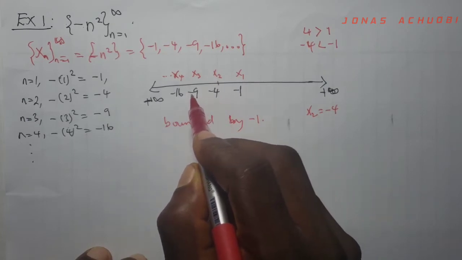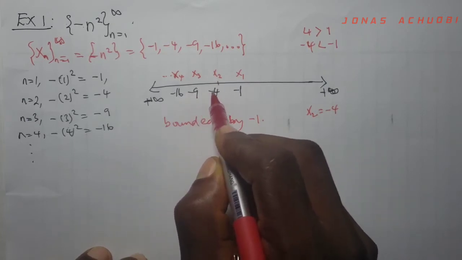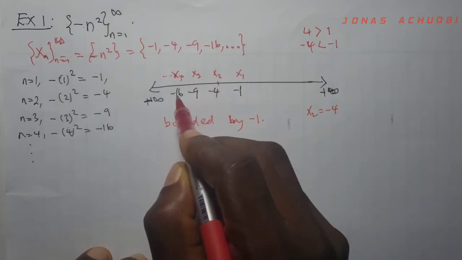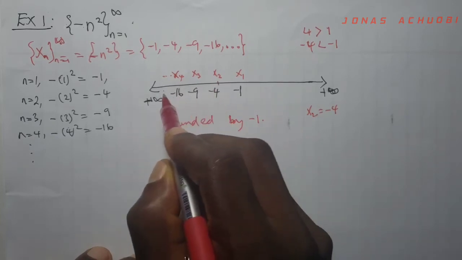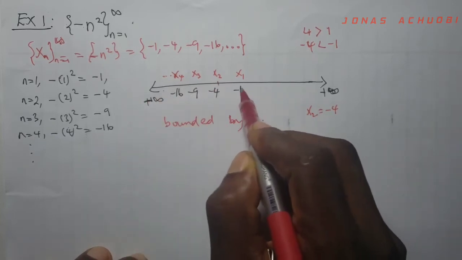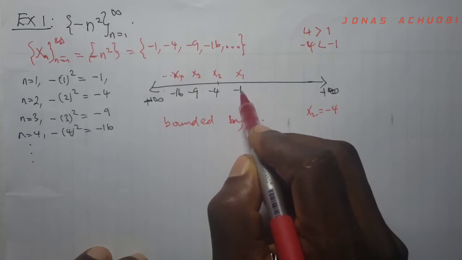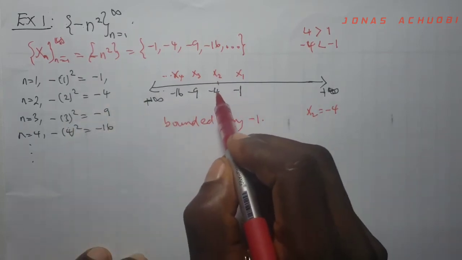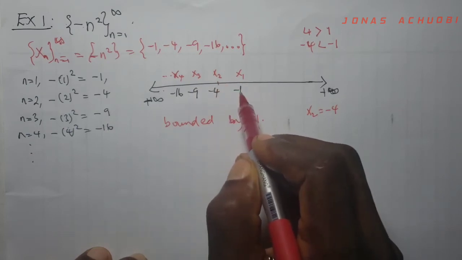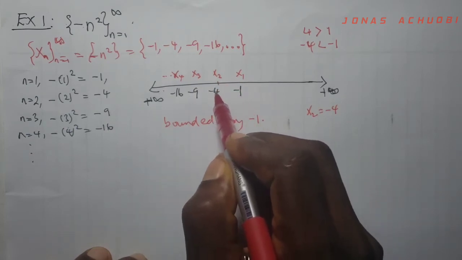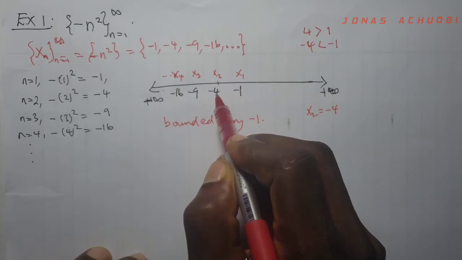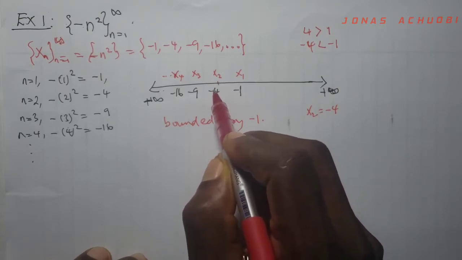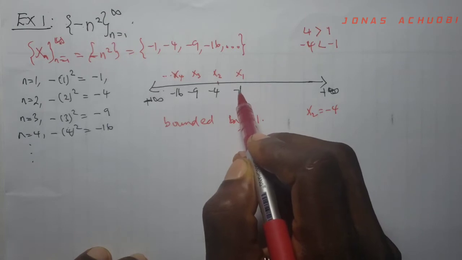Minus 4 is bigger than minus 9. That is correct. Minus 4 is bigger than minus 16. That is correct. Minus 4 will be bigger than the next term, and the term that follows. But minus 1 here is still a term of our sequence xn, and minus 4 is not greater than minus 1. That tells us that minus 4 cannot be our upper bound, or that this sequence cannot be bounded above by minus 4, because there is a term of this sequence that is bigger than minus 4, namely minus 1.